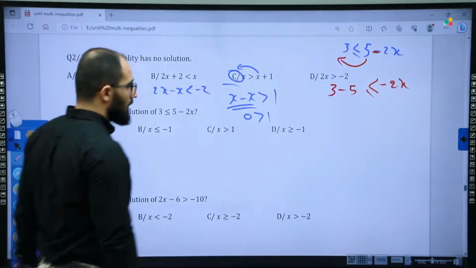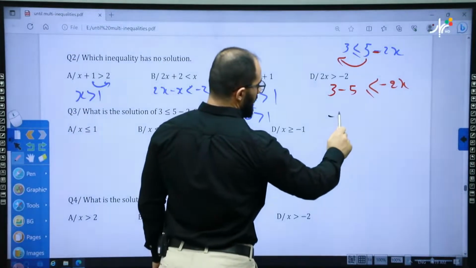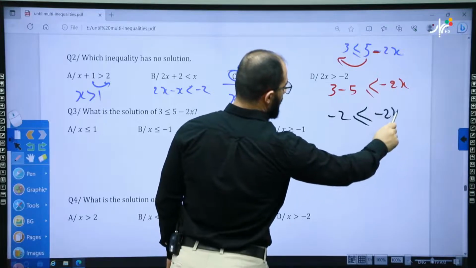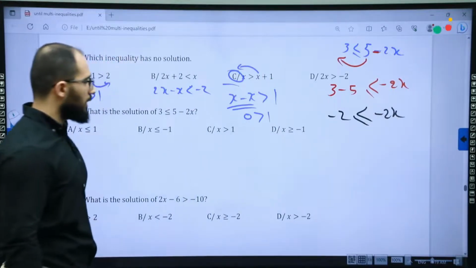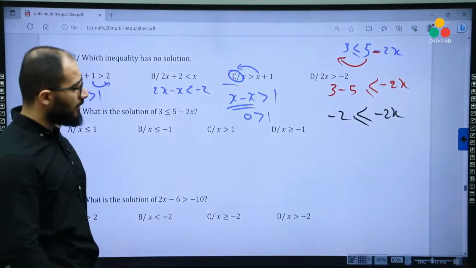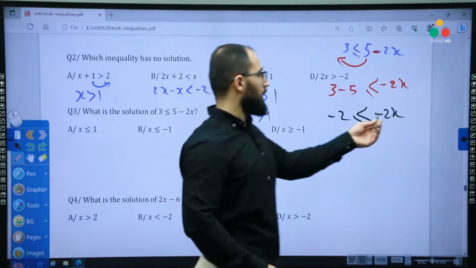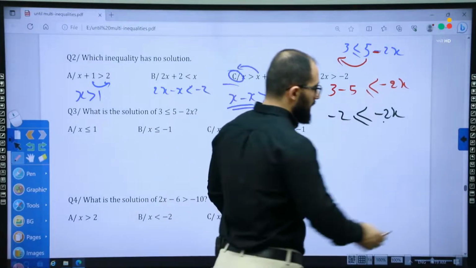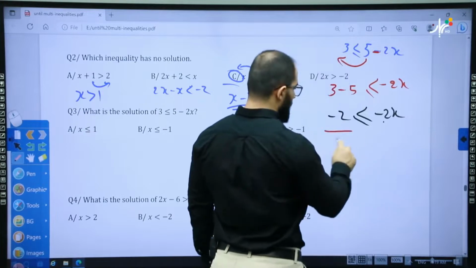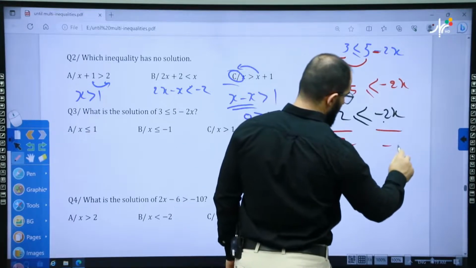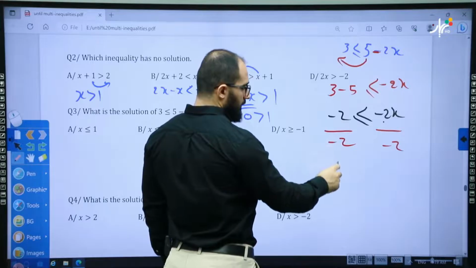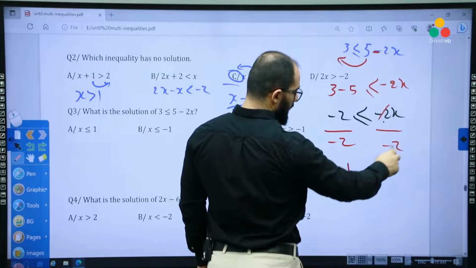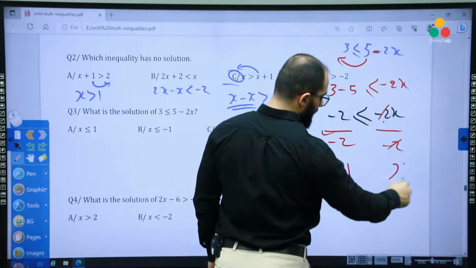Then 3 minus 5 is negative 2, less than or equal to negative 2x. So right now we have negative 2 with x. So divide both sides by negative 2. Divided by negative 2, divided by negative 2. Negative divided by negative is positive. 2 divided by 2 is 1. Again, negative 2 and negative 2 cancel, x remains.